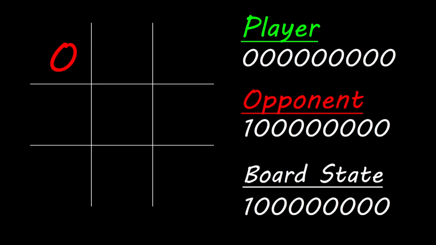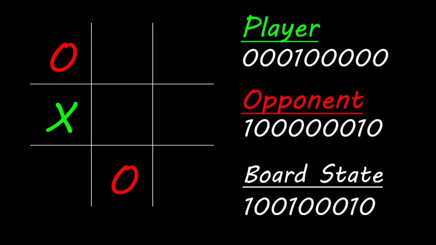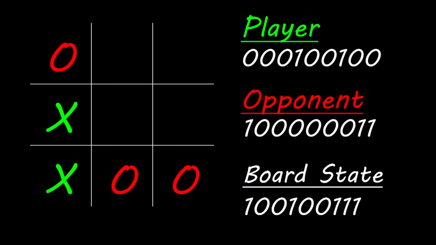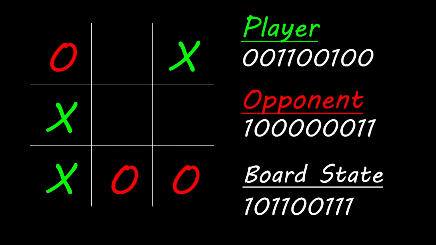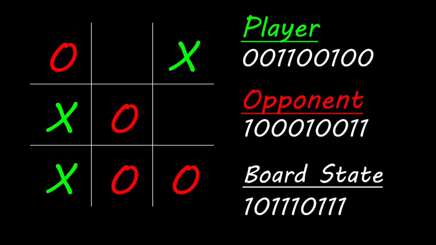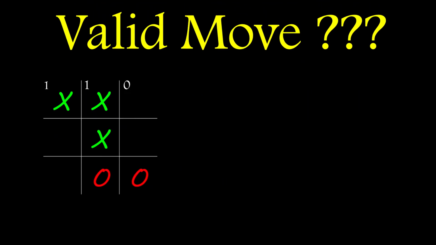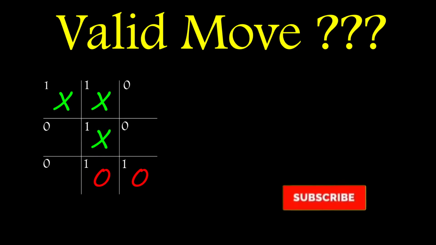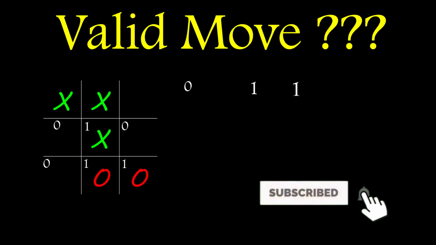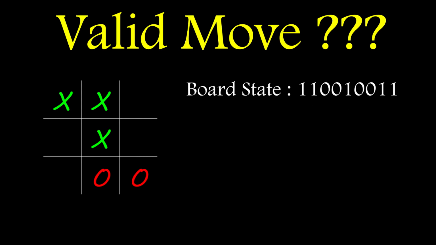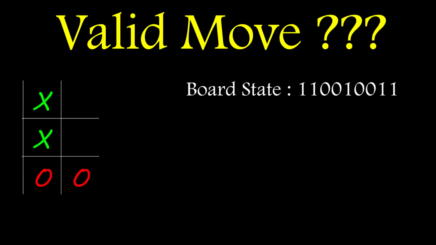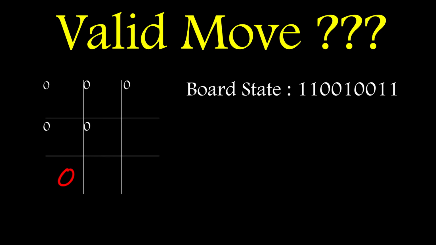When coding up the game, I decided to keep track of three pieces of information, namely the player pieces, the opponent pieces, and the board state after each move. I do this by representing the information as a 9-digit binary number, and I can use this binary number to easily check if a move a player is going to make is valid. I want to check that there's not already a piece in the chosen square.